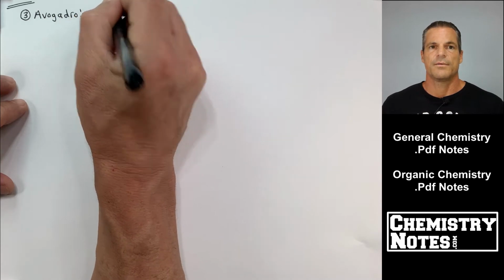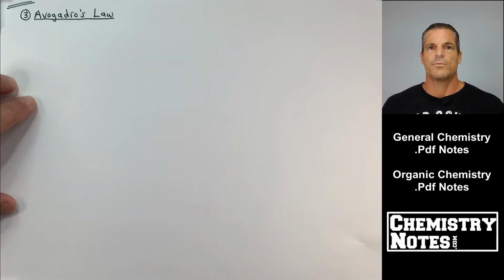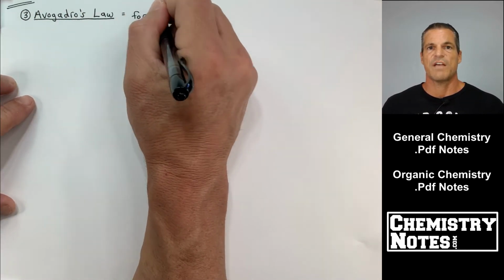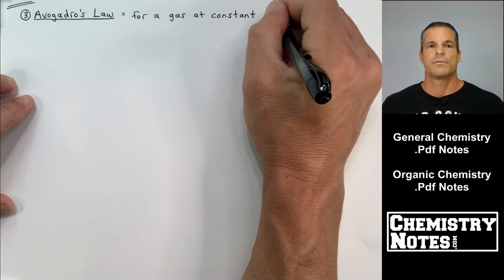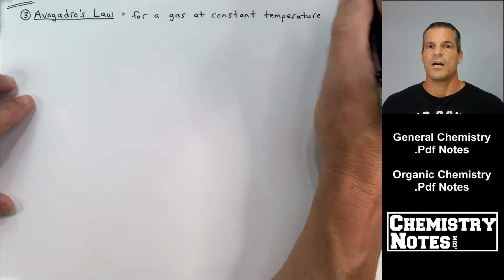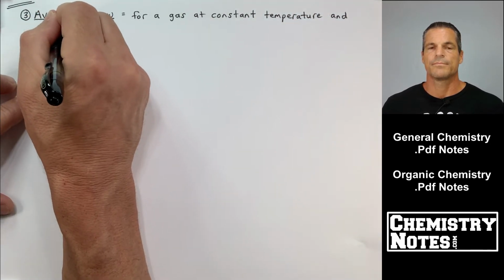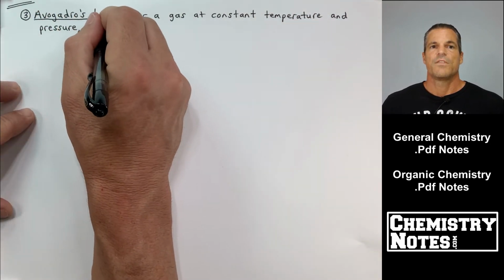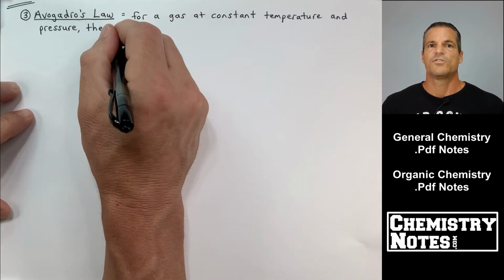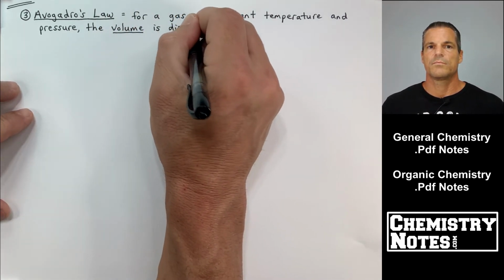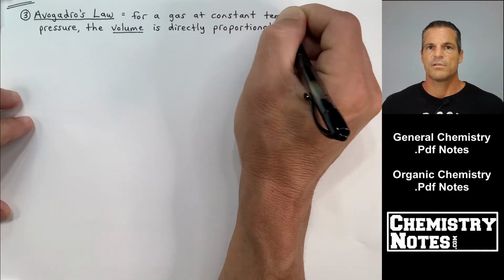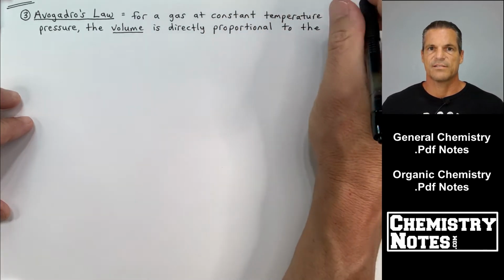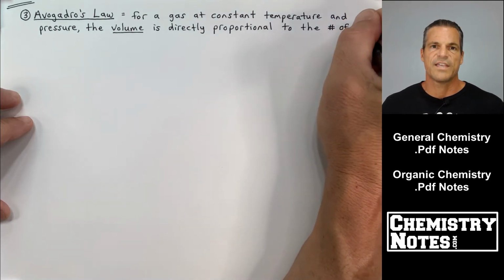The third law. We had Boyle's law. We just did Charles' law. This is Avogadro's law. Avogadro's law states the following. For a gas at constant temperature and pressure, the volume is directly proportional to the amount of gas, or to the number of moles of gas.